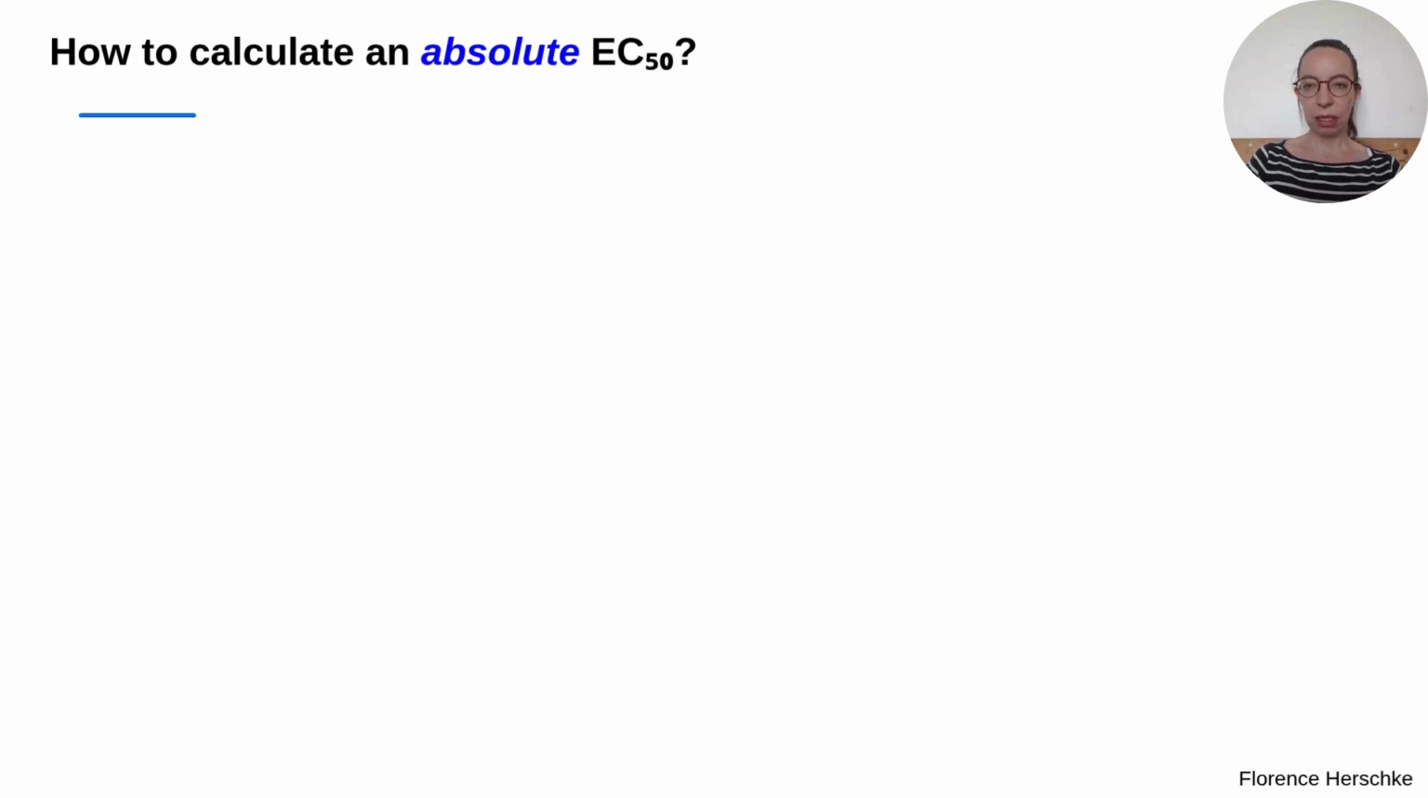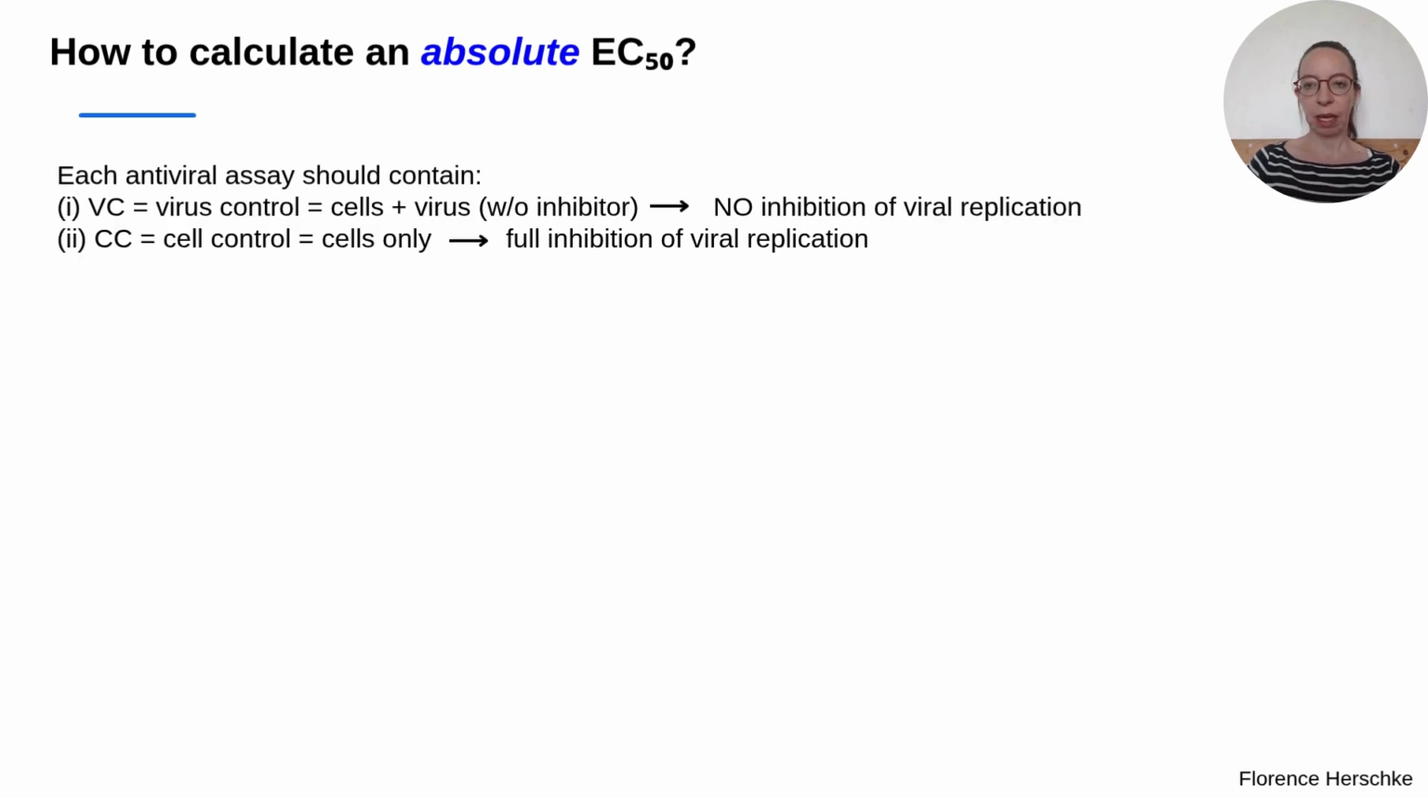To really understand the cases where it is best to use absolute EC50s or relative EC50s, it is first important to remember shortly how both are calculated. So first on the absolute EC50, I remind you that each antiviral assay should contain a VC or virus control with cells plus virus but without inhibitor, and this condition represents no inhibition of viral replication, as well as a CC or cell control with cells only, no virus, no inhibitor, and this condition represents full inhibition of viral replication.